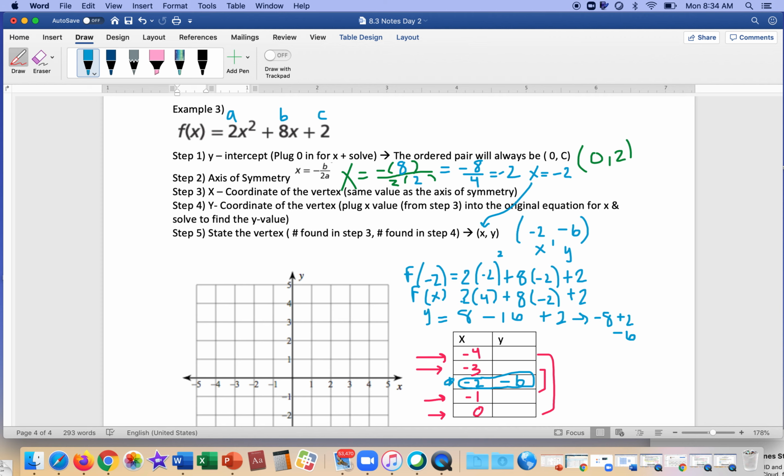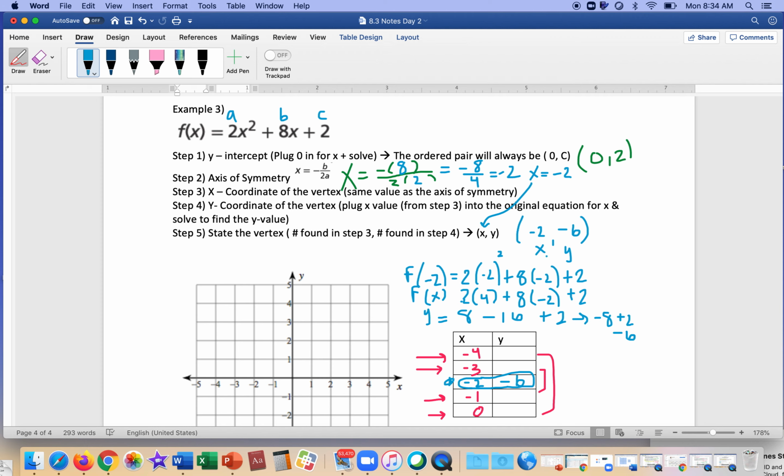So if you plug in negative 2 in both x slots, we get negative 2 squared is positive 4, PEMDAS. Then you have everything else. Then you multiply by what's in front. 4 times 2 is 8. 8 times negative 2 is negative 16 plus 2. So 8 minus 16 is negative 8, plus 2 is negative 6.